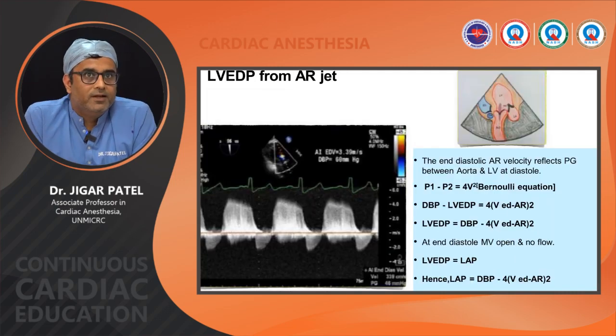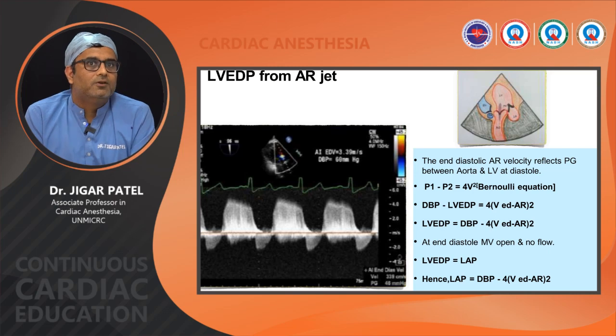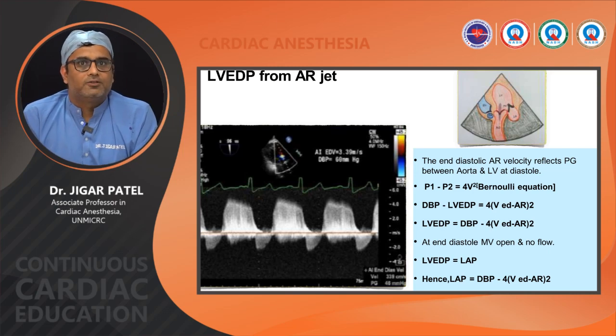Now you can also measure LV-EDP from AR. Similarly to mean pulmonary artery pressure, you can measure LV-EDP from AR. Here the end diastolic velocity is obtained in the deep transgastric or long axis view, and the end diastolic AR velocity reflects the pressure gradient between aorta and LV. When you apply this Bernoulli equation, you get diastolic blood pressure minus LV-EDP is equal to 4 times the velocity of AR in diastole. So LV-EDP is equal to diastolic blood pressure minus 4 times the end diastolic velocity of AR.